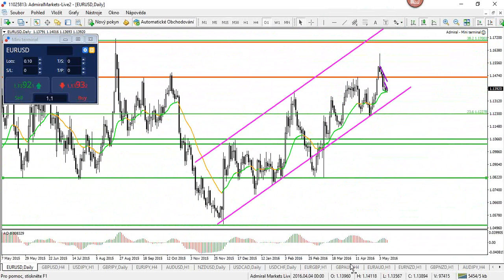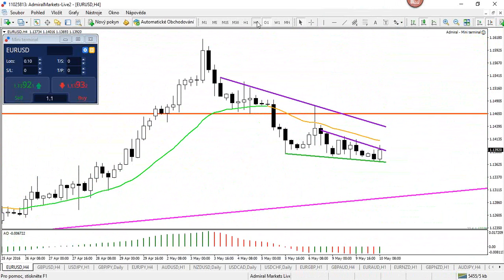We have momentum on the daily. We don't have it on the 4-hour. That's just going sideways. All right, so I think those two are interesting though.